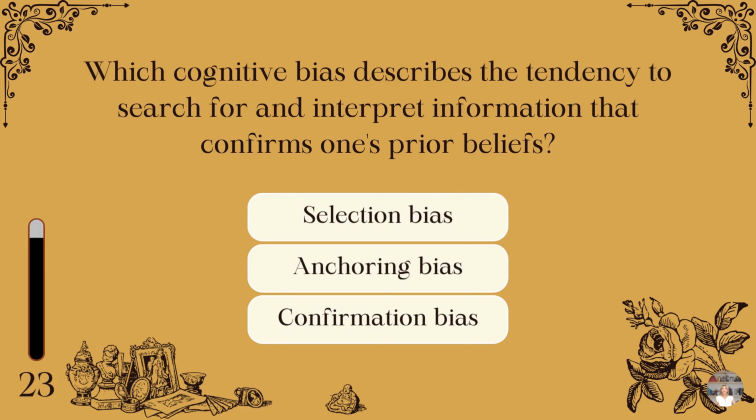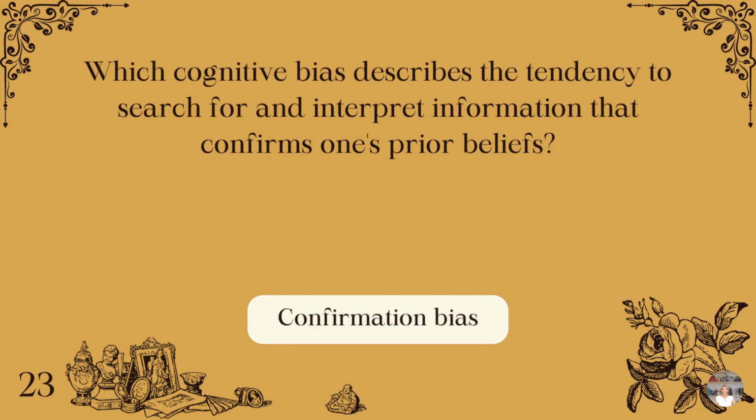Which cognitive bias describes the tendency to search for and interpret information that confirms one's prior beliefs? Selection bias, anchoring bias, or confirmation bias? Confirmation bias.